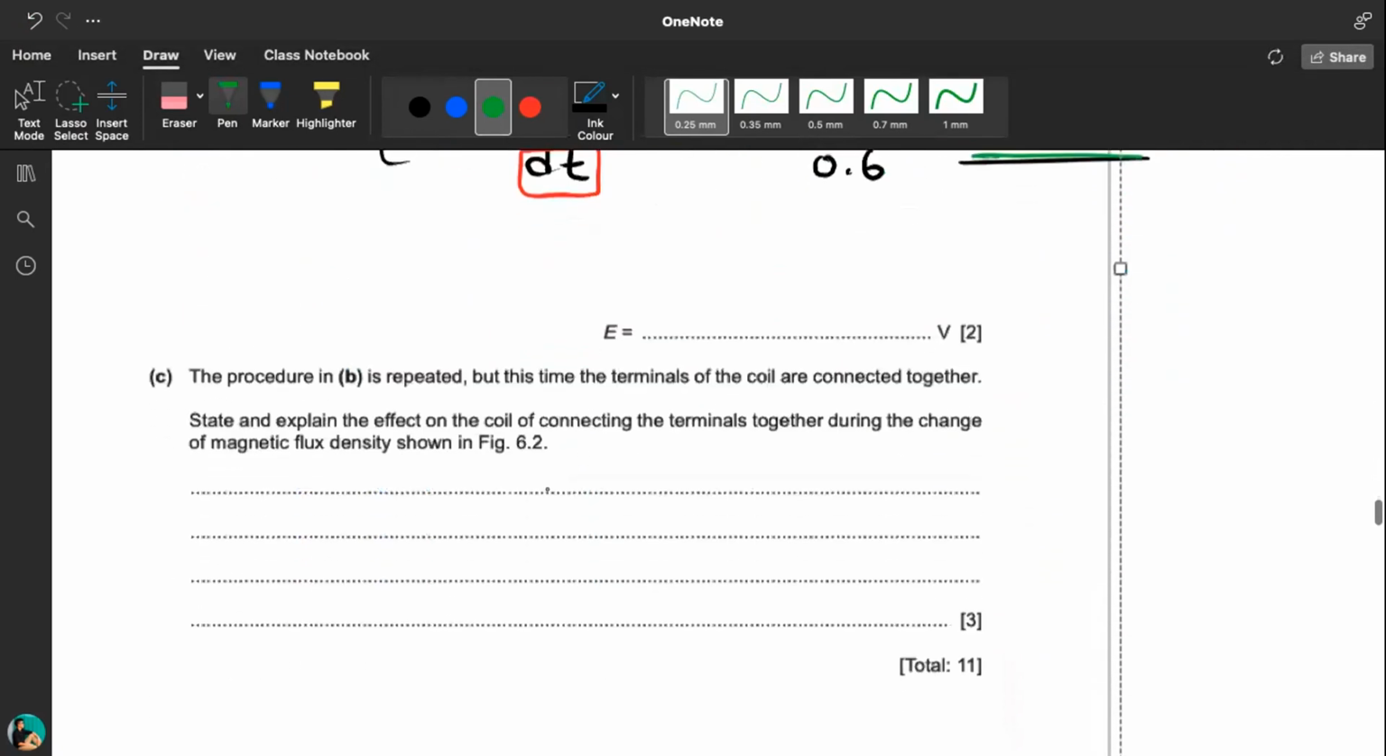9 already. Okay, let's finish the C one. The procedure in B is repeated, but the terminals are connected together. Now, state and explain the effect on the coil of connecting the terminals together during the change of the flux density. Now, this one is 3 marks.